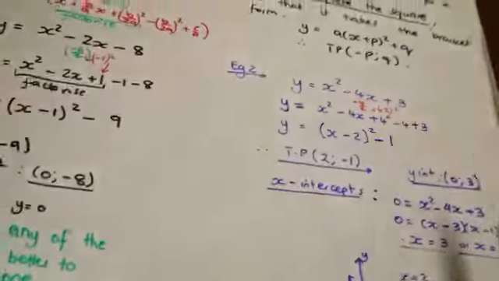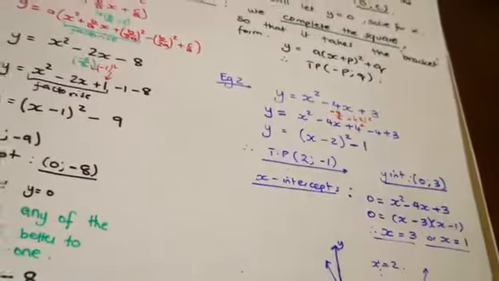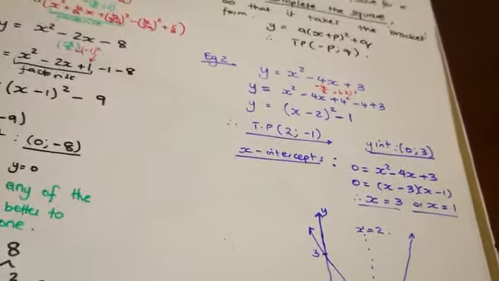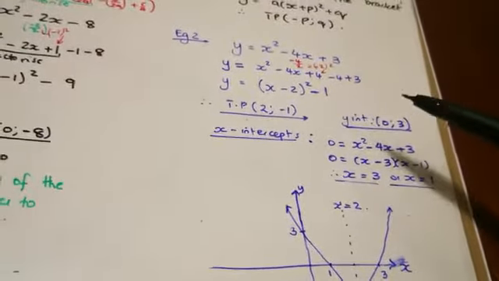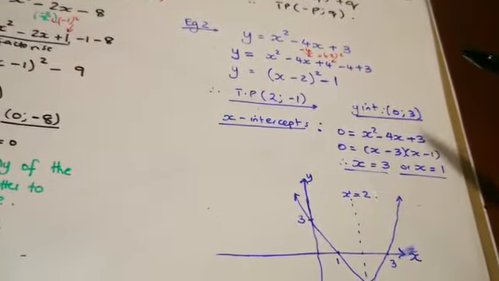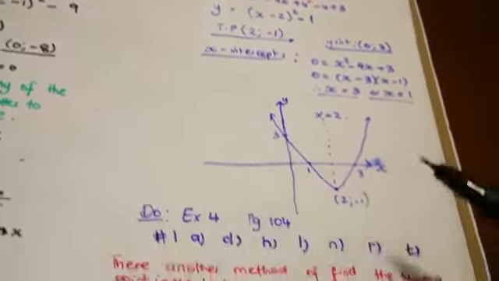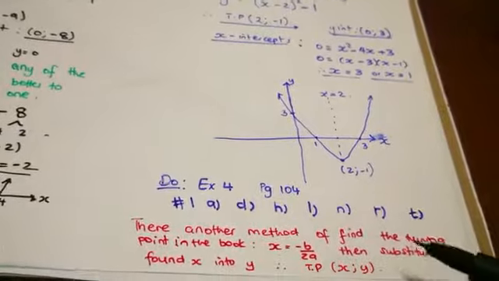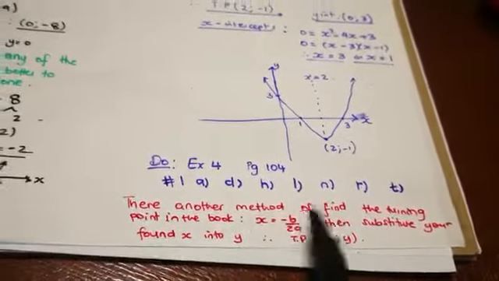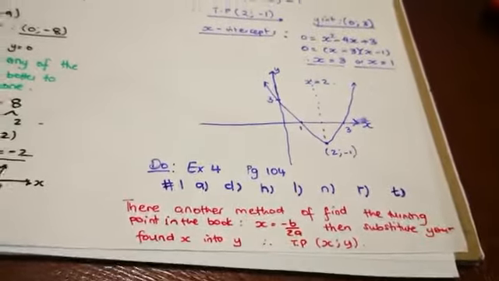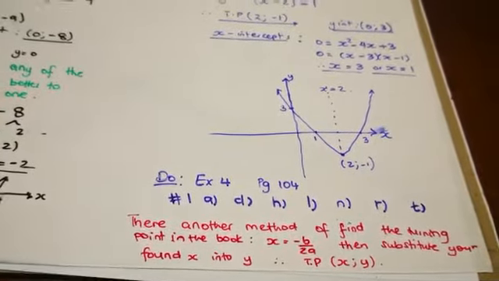I like the one for the turning point, for completing the square, because the concept of completing the square is very useful when you get to grade 12. So I prefer that you complete the square, but if this is what you understand, then you can use that method. It's also acceptable. All right, thank you.